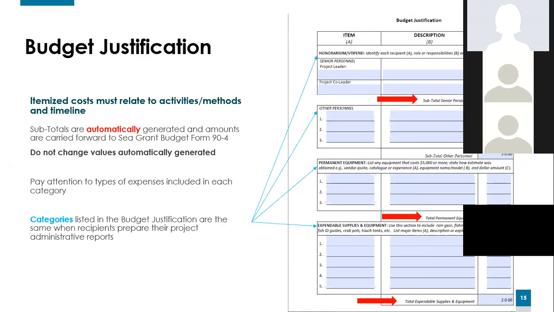I'd also like to mention that for the categories where we have the blue arrows pointing, these are the same when a successful applicant, so if you're selected, you'll be asked to prepare some administrative reports, and you're going to find that these are the same categories that you're reporting to. So we're trying to be consistent. Move into the next slide.